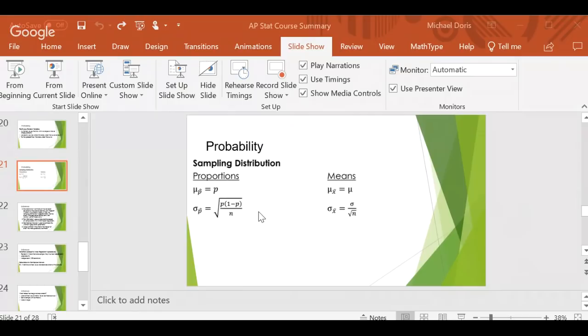On the printout, if you get a linear regression printout, it's already divided by the square root of n. They call it the standard error, so that means it's already divided by the square root of n.